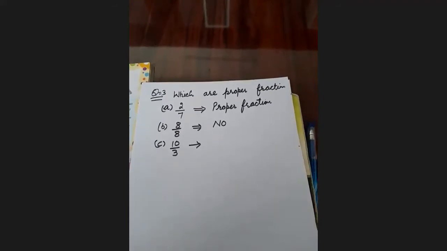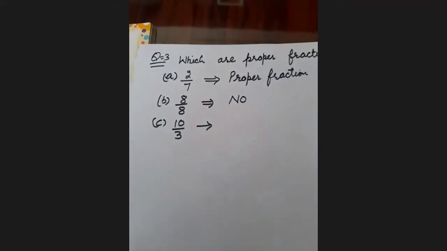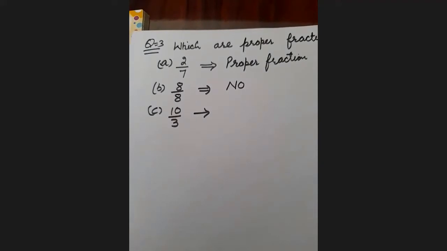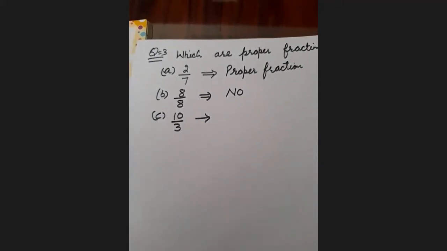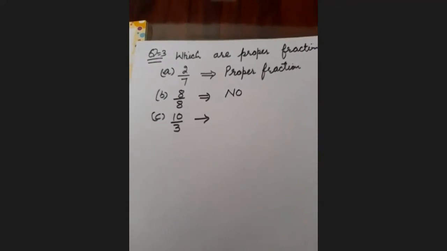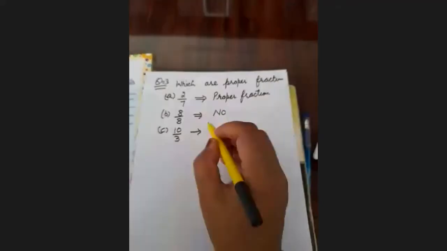10 upon 3. Now numerator is 10 and the denominator is 3. So numerator is greater than its denominator. So this is not a proper fraction. So your answer is no.